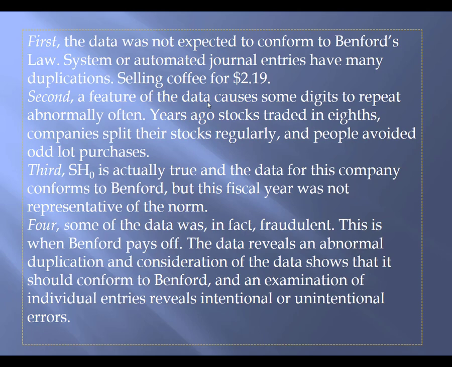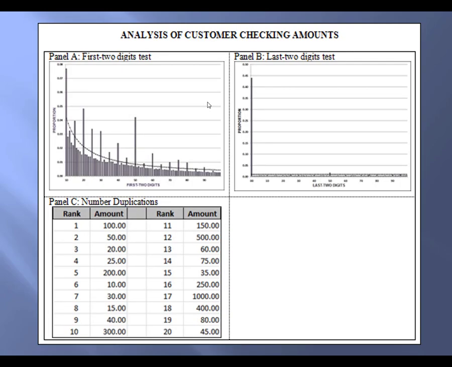Third, the data actually follows Benford's Law, but for this particular here, it was simply an anomaly. Fourth, some of the data was in fact fraudulent. And this is indeed where Benford's Law pays off. My data does not follow Benford's Law, and it implies that there is a material misstatement. We get back to the second feature here.